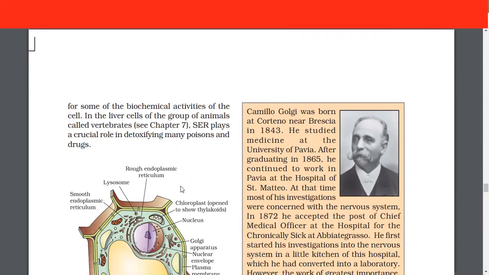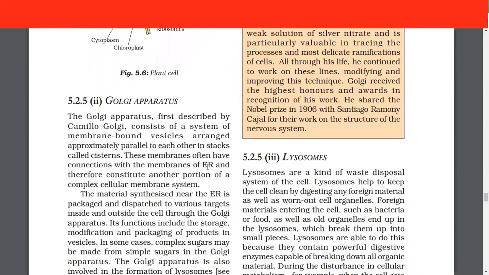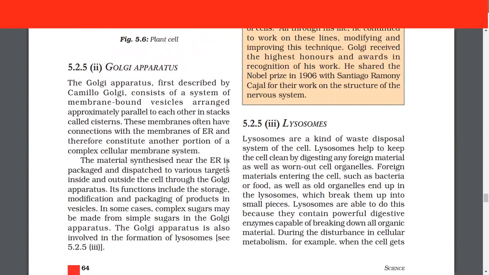Golgi apparatus. The Golgi apparatus, first described by Camillo Golgi, consists of a system of membrane-bound vesicles arranged approximately parallel to each other in stacks called cisterns. These membranes often have connections with the membranes of ER and therefore constitute another portion of a complex cellular membrane system. The material synthesized near the ER is packaged and dispatched to various targets inside and outside the cell through the Golgi apparatus.